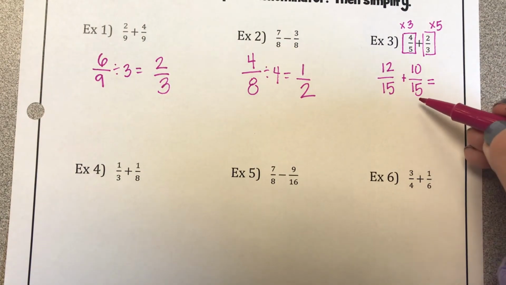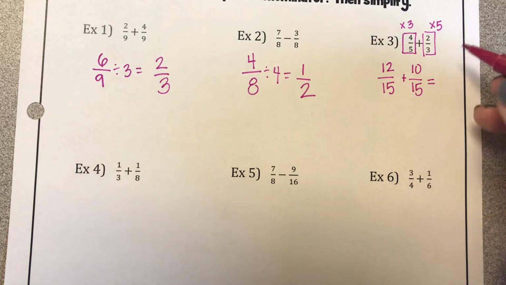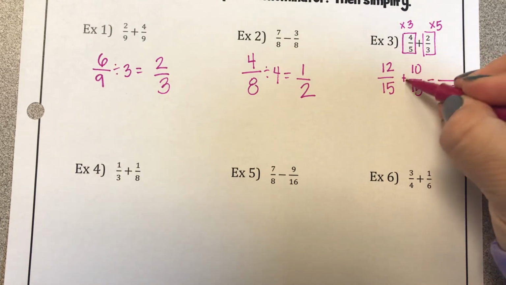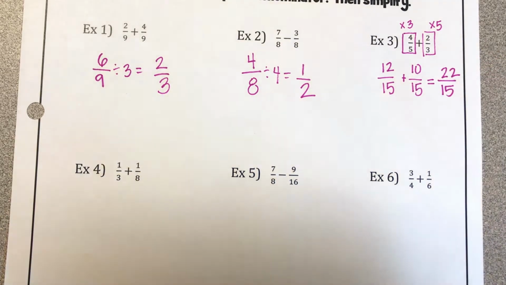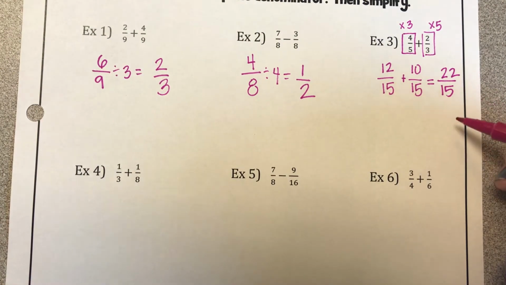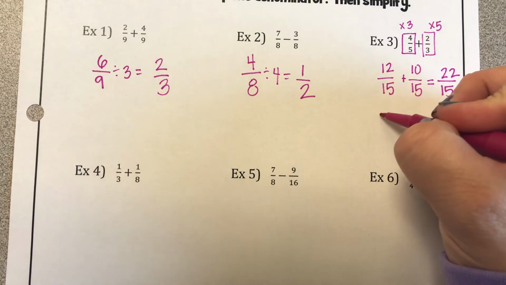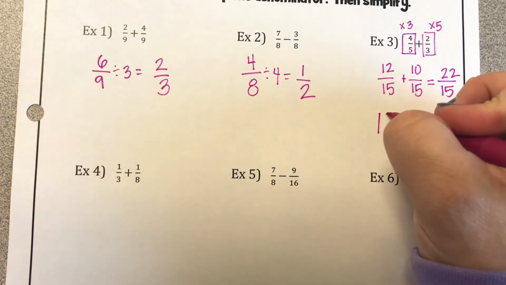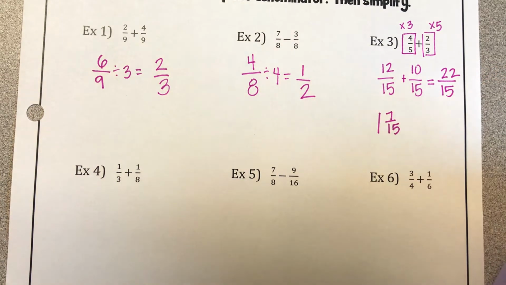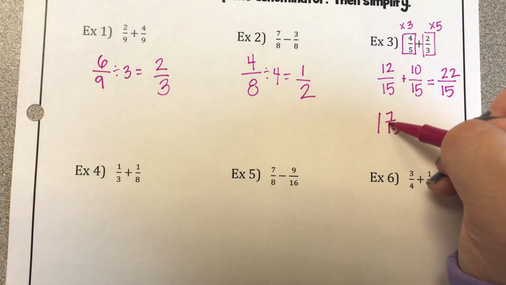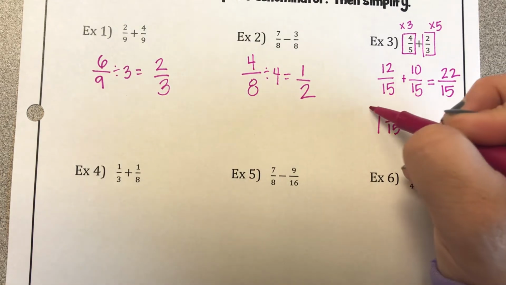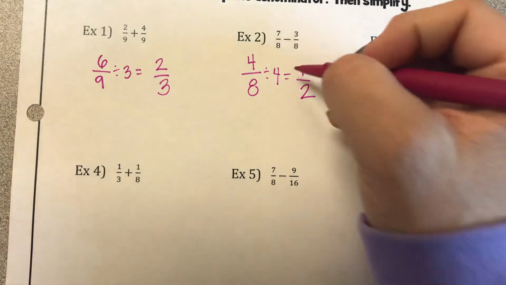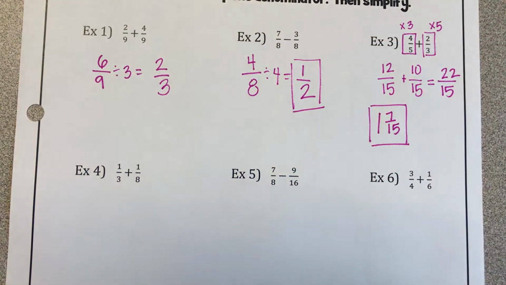We keep the denominator of 15. 12 plus 10 is 22. Now we kind of get into what we did last week. This is an improper fraction. 15 goes into 22 one time with 7/15 left over. There's nothing that these two are both divisible by, so this is my simplest form: 1 and 7/15.